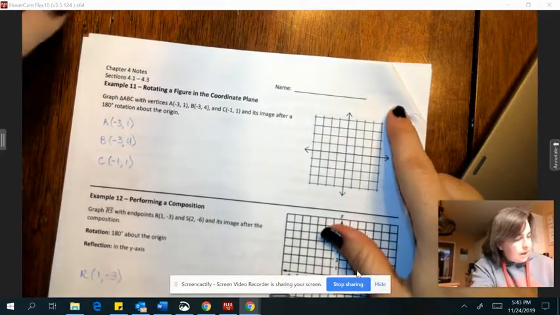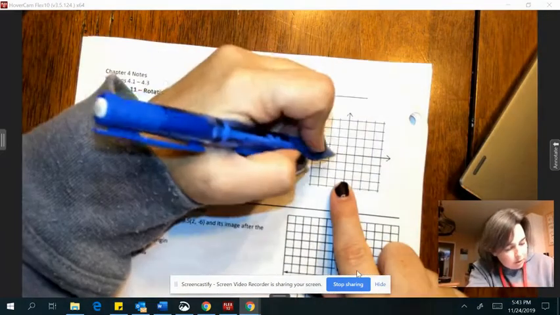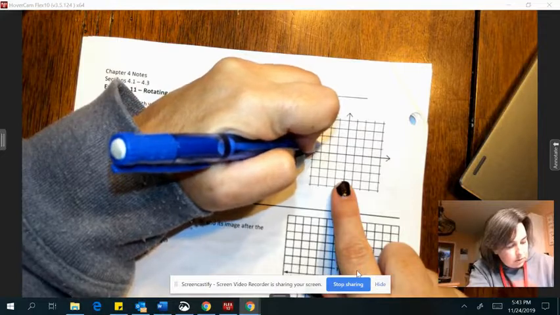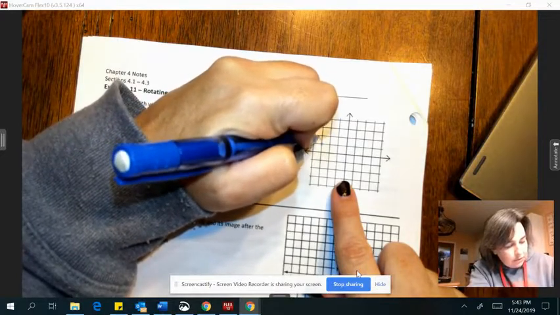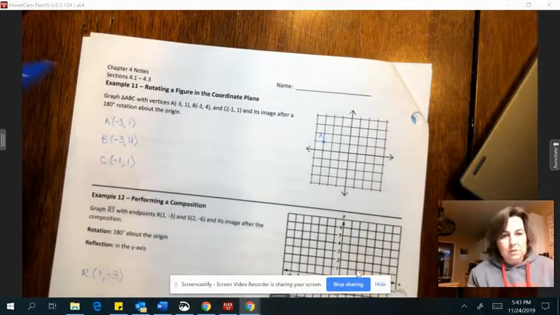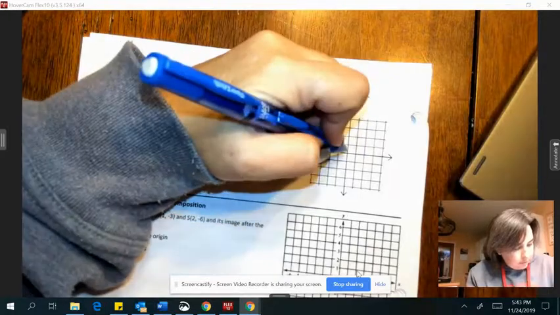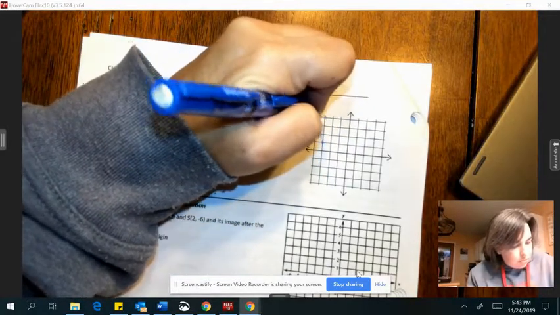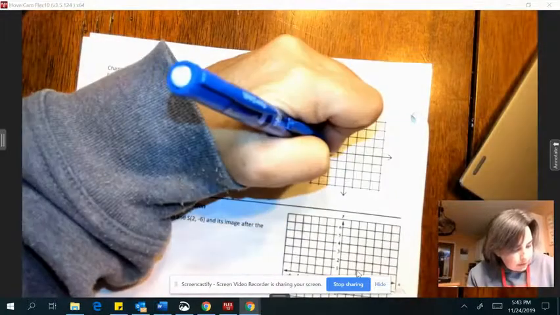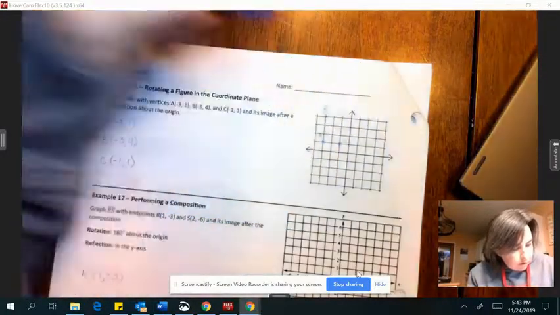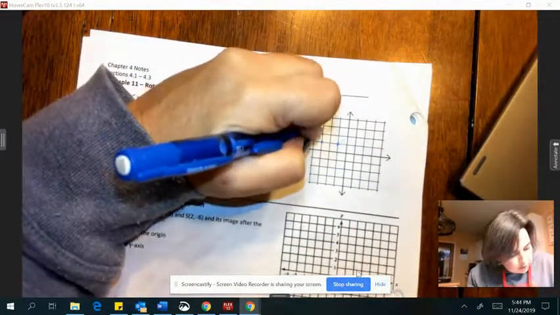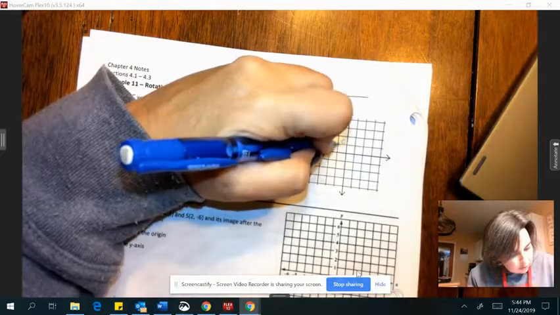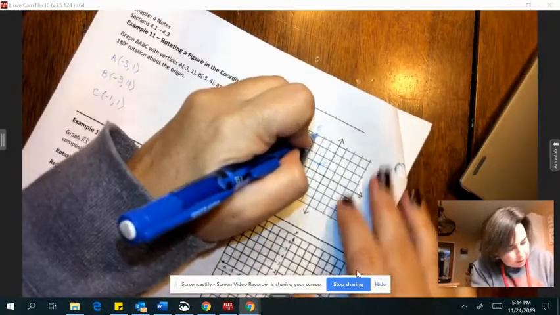So A is at negative 3, 1. And that's right here. And it's kind of a good idea to use multiple colors here. B is at negative 3, 4. B is here. And C is at negative 1, 1. So our first triangle is right here.